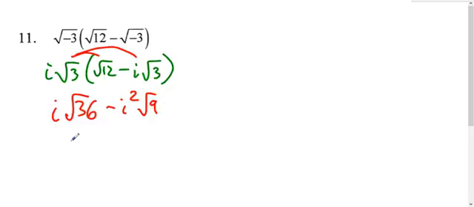Square root of 36 is 6, so that's 6i. i squared is -1. Cross it out. Change the sign. That's plus the square root of 9, which is 3. And officially, you are supposed to put the real number first, so it should read 3 plus 6i.